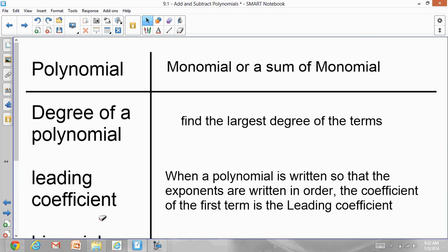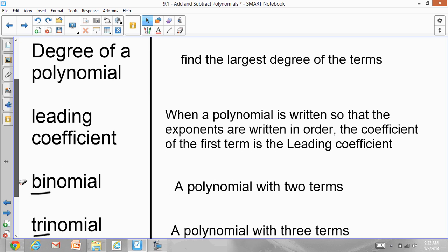Now copy these terms, this vocabulary as well. And this will make sense as we delve into the particular solving of questions. A polynomial can be just a single monomial or can be a sum of monomials. The degree of a polynomial will be the largest degree. Leading coefficient: to find that, you need to arrange the polynomial from greatest to least, and then you find the leading coefficient. Binomial: bi means 2, so the sum of two monomials becomes a binomial. Trinomial: tri means 3, so the sum of 3 terms.